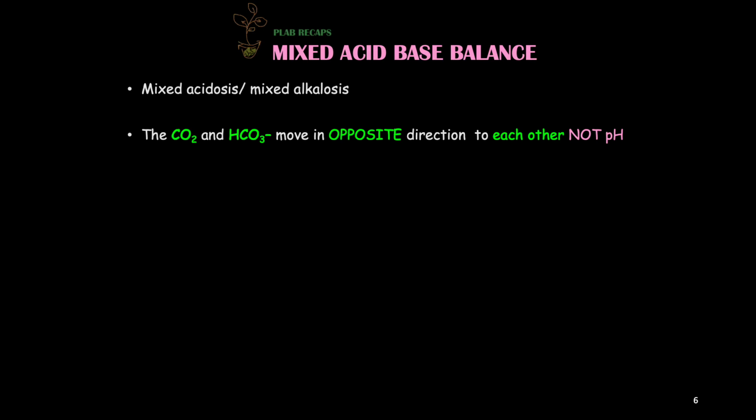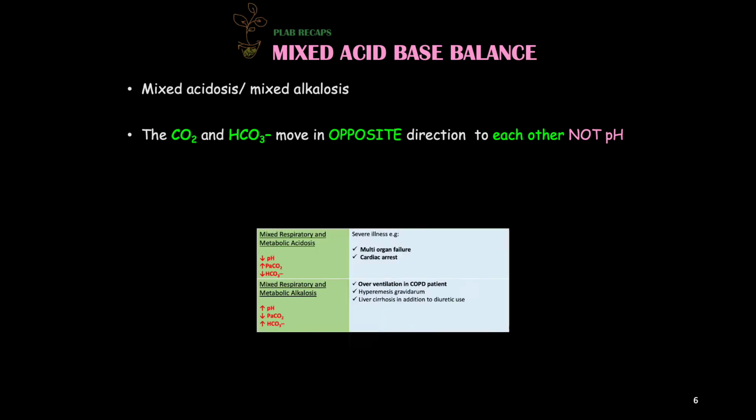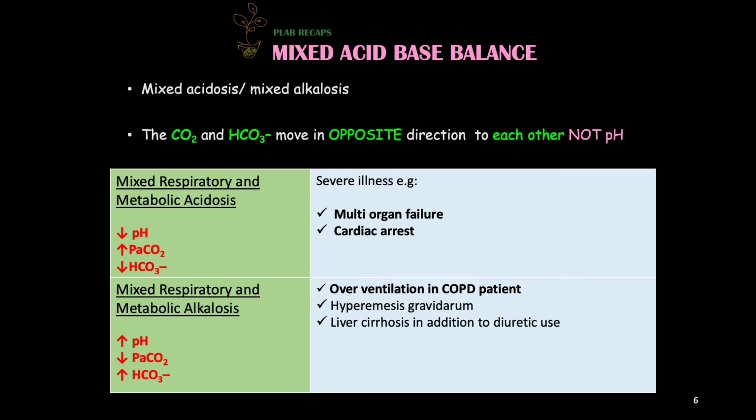You will observe that the PaCO2 and the bicarb will be moving in opposite directions to each other and not the pH. If this is confusing you, then you can follow the Rome rule. For example, in the case of an acidosis, the pH will be low. According to Rome, if the cause of acidosis is respiratory, then the PaCO2 should be moving in the opposite direction to the pH. So it will be high.